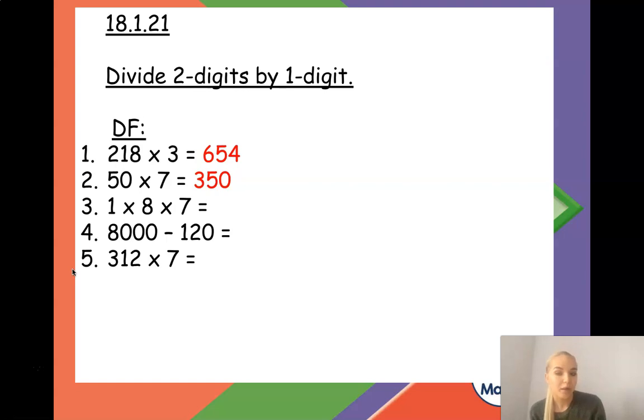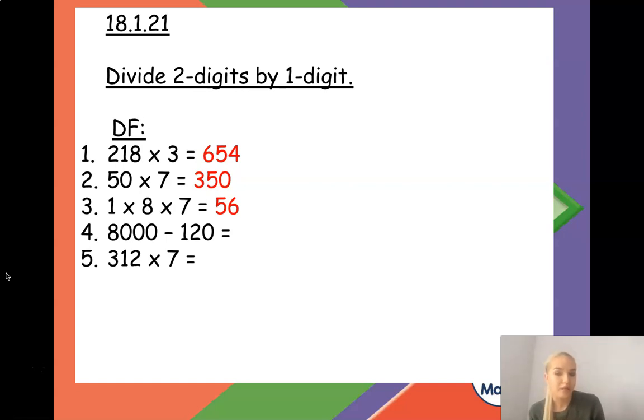Number 3, 1 multiplied by 8 multiplied by 7. Now you could group this by grouping 1 and 8 first of all, or 7 and 1, or you could have a look at 8 and 7 to start with. Now if we were doing it 1 multiplied by 8, that gives us 8, and then we are looking at 8 multiplied by 7, giving us the answer of 56.